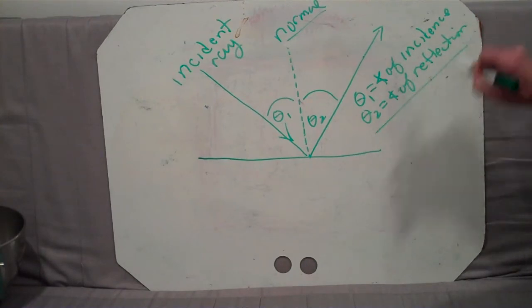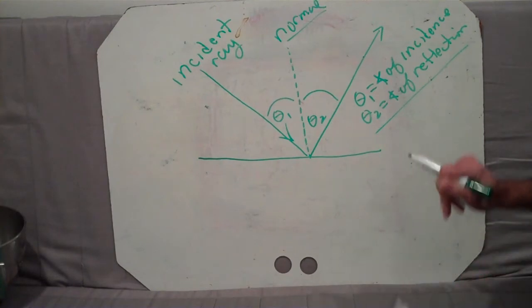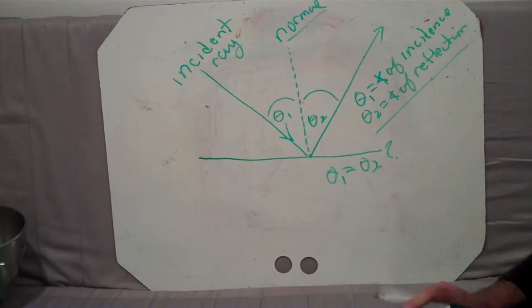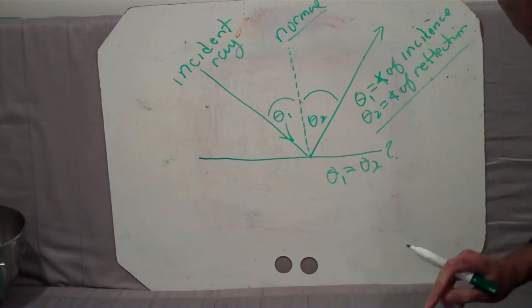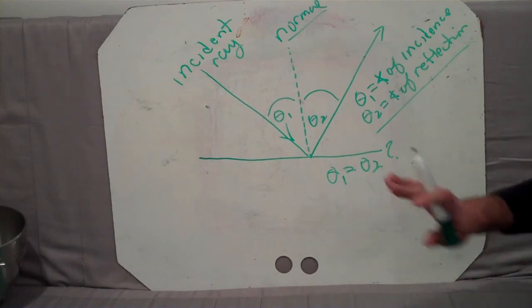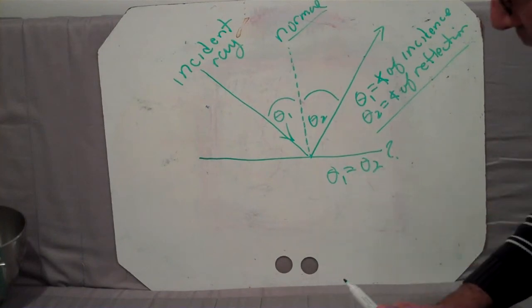We also discussed, when does theta 1 equal theta 2? Question mark. And the answer is always. As long as a ray reflects, this law is always followed.